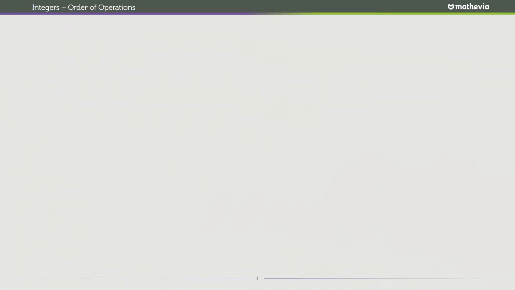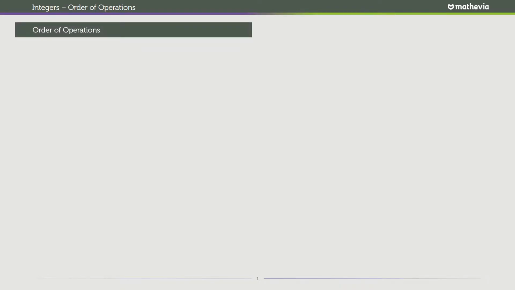So, integers, order of operations. What exactly is this about? I have this question here, and it says evaluate 2 plus 7 times 3. If you're looking to solve this question, you could just go 2 plus 7 gives you 9, 9 times 3 gives you 27.